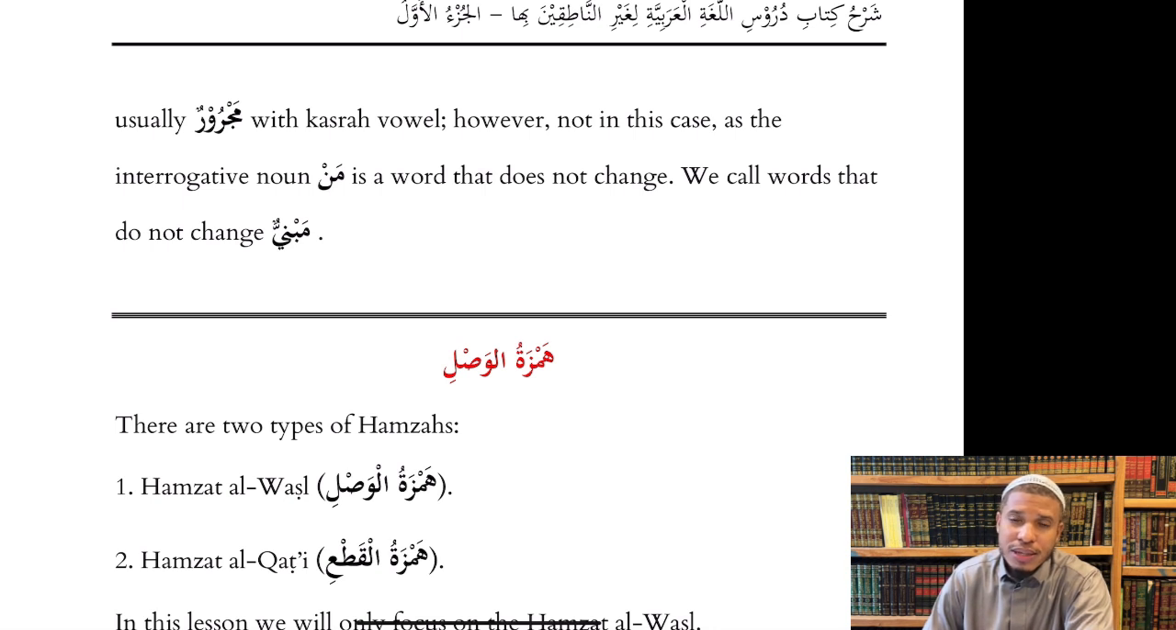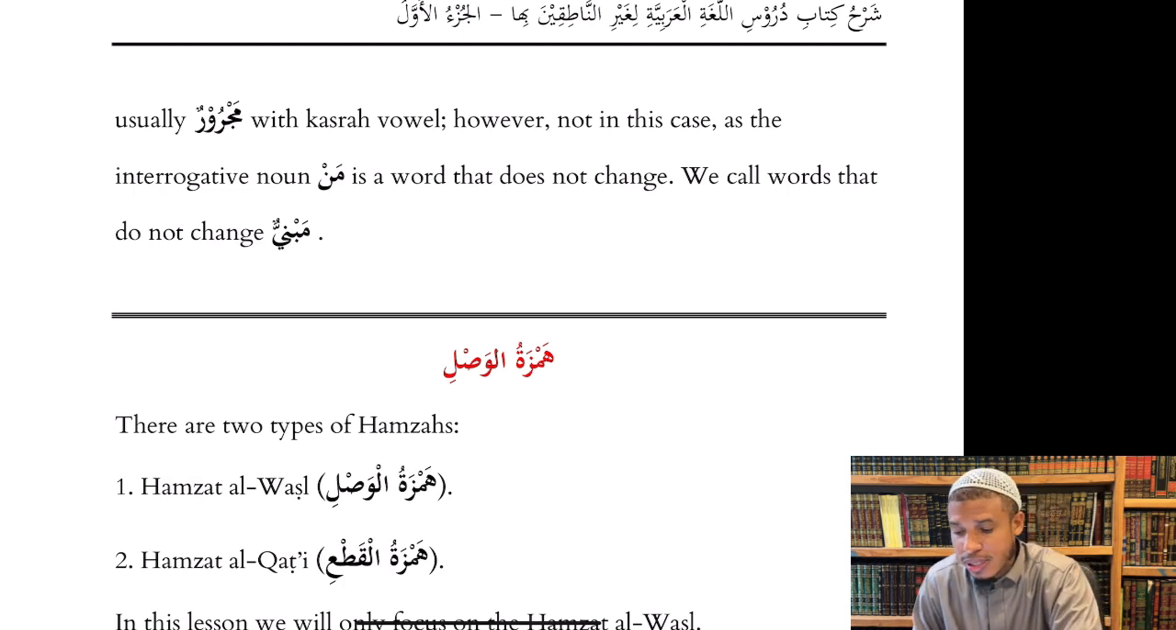As we learned, the word which is mudaf ilay is usually majroor bil kasra. Man, we don't see any kasra. Why? Because man is a word which is mabni. All asma al-istifham, interrogative particles, are mabni, meaning they don't change, so you won't see the effect of change in that particular word. Keep that in mind. You'll get into that in detail, inshallah ta'ala, specifically in Madinah book 3.